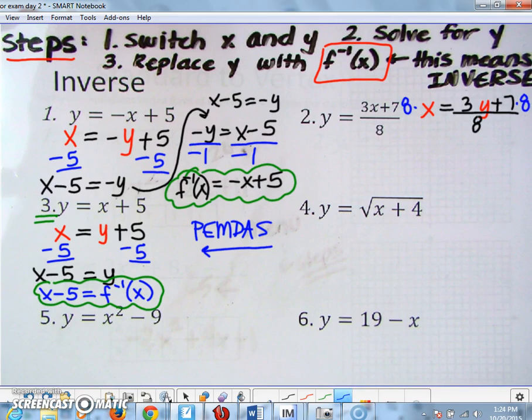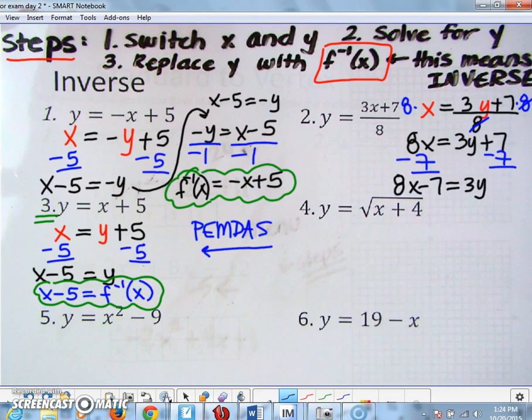When I multiply the right-hand side by 8, these cancel each other out, and I'm left with 8x is equal to 3y plus 7. Okay, I can't leave it like that. I need to get rid of the 7 by subtracting 7 from both sides. You're left with 8x minus 7 is equal to 3y. The very last step is to get rid of the 3 that we're multiplying by, and in order to do that, we're going to divide both sides by 3.